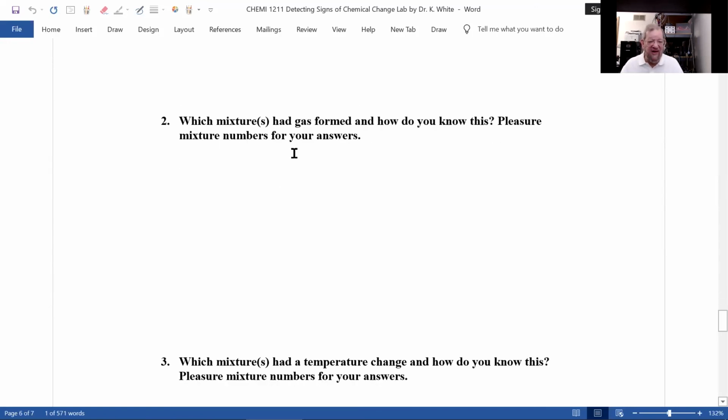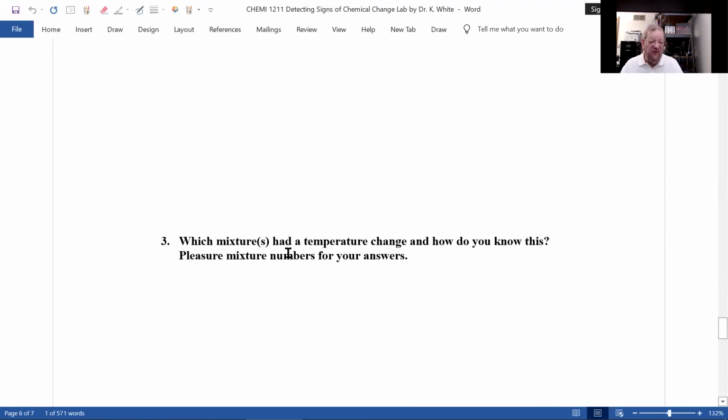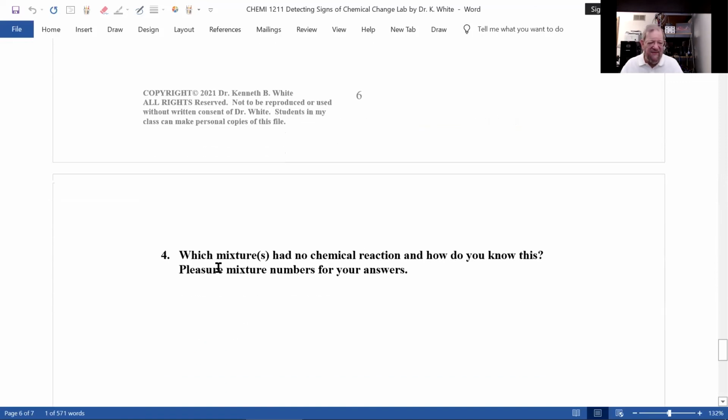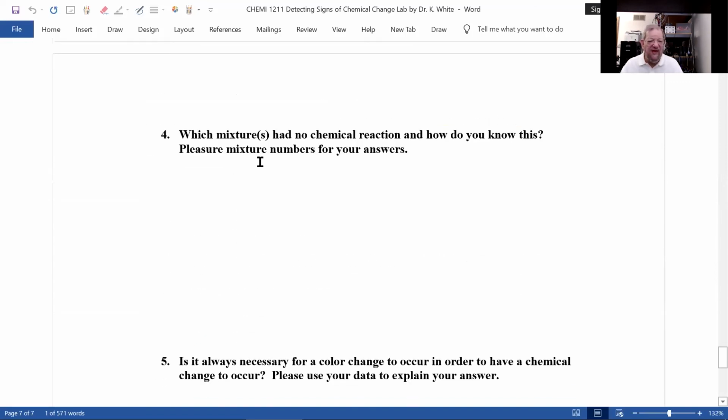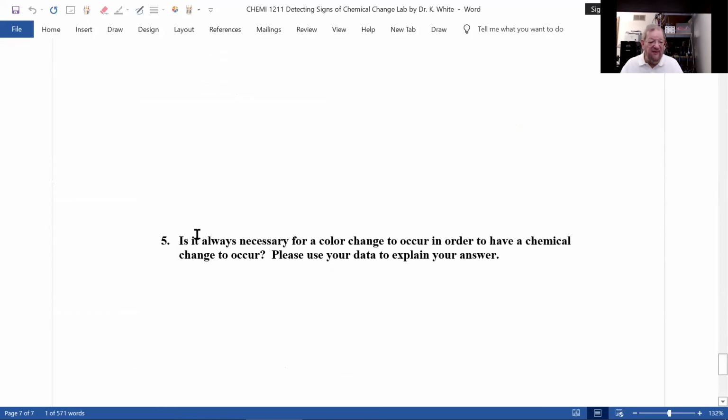Number 2, which ones formed a gas? And how do you know that? And use the numbers and explain. Number 3, which one had a temperature change? And how do you know that? Use the numbers for which mixtures have that. Number 4, did any have no chemical reaction? How do you know that? And number 5, is it always necessary for a color change to occur in order to have a chemical reaction? Use some of your data to explain your answer here.